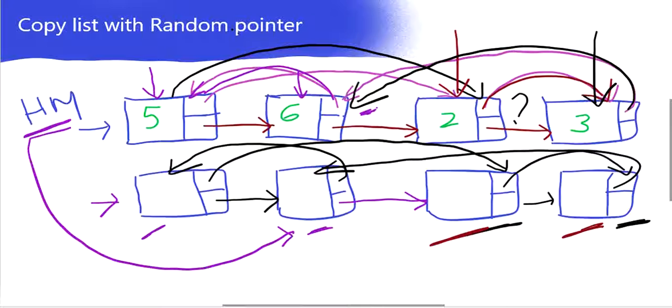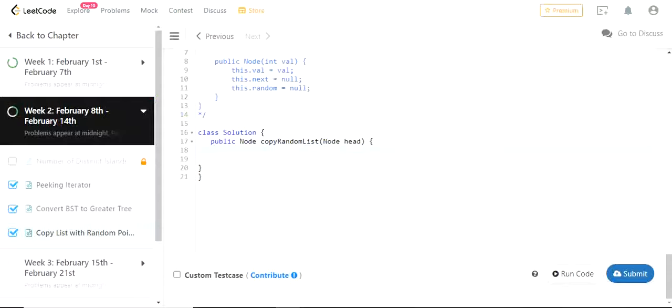So let's see this code before we move to our second approach. As I said, I'm going to declare a hash map to hold our actual nodes and clone nodes.